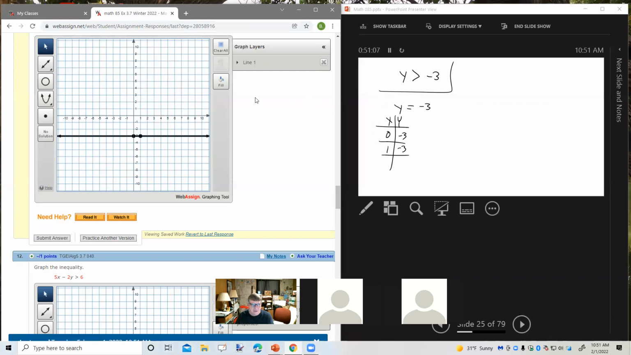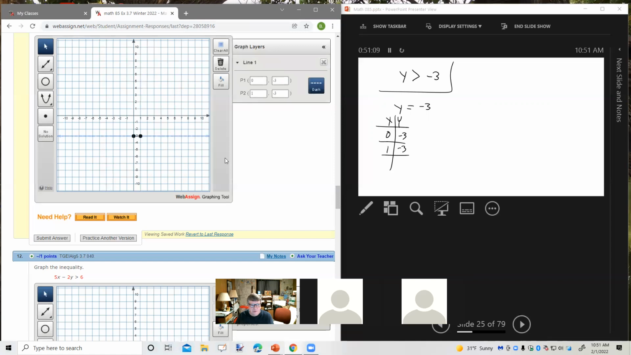Solid or dashed? Dashed, correct, because it does not include the equal to. Remember, this is just to get where the points are. This is what we're actually graphing.